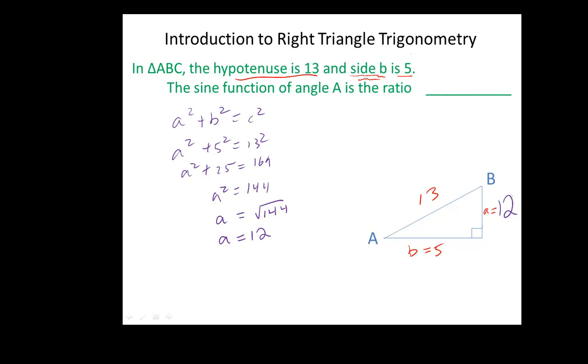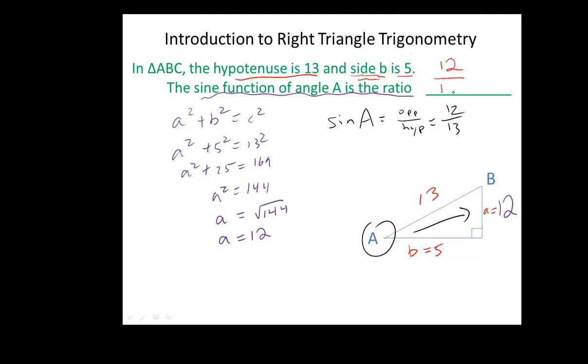And now let's see, what are they really asking me for here? This is a lot of words, but what they're really asking me for is the sine of A. And recall that's opposite over hypotenuse. I just need to fill in those sides here. Here's my angle A, there's opposite, so this is 12 over 13. And that brings me to my answer. The sine function of angle A is the ratio 12 over 13. A fraction is a ratio. That's 12 over 13.